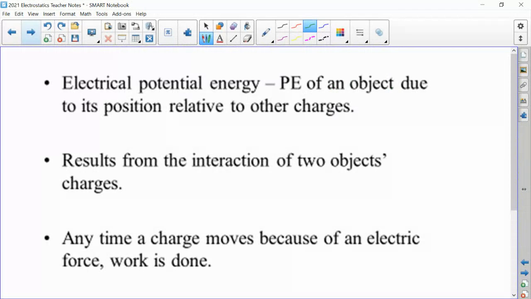Okay, so electric potential energy is just the potential energy due to its position relative to other charges, right? So again, a positive charge is going to have high potential energy when it's close to another positive charge. But if it's close to a negative charge, it's going to have low potential energy. It has to do with their positions. It results from the interaction between the two charges. And of course, anytime that we move a charge because of an electric force, then work has to be done.